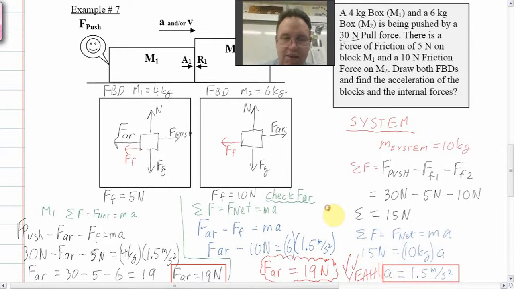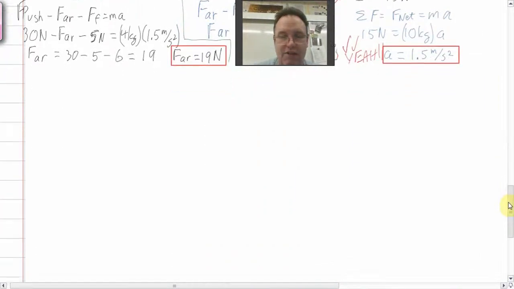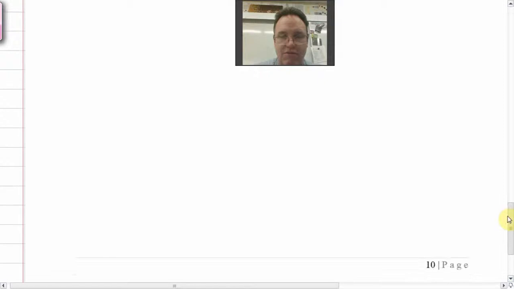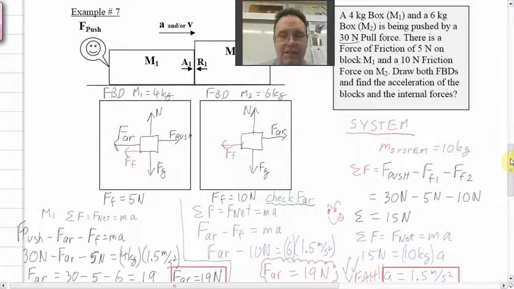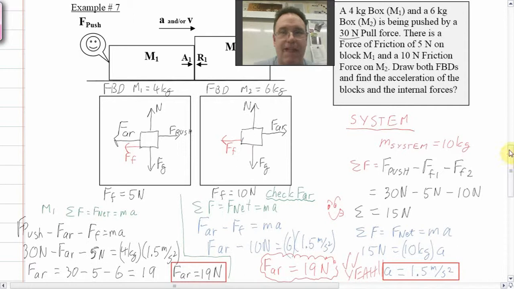And how about the smiley face? You have a lot more room to put it on the page. I decided not to use the whole page. Woo! I tried to fit it all in this one little area, but at least I did it for the video. Thank you very much. Hope you understand what's going on here, and that's example number 7.